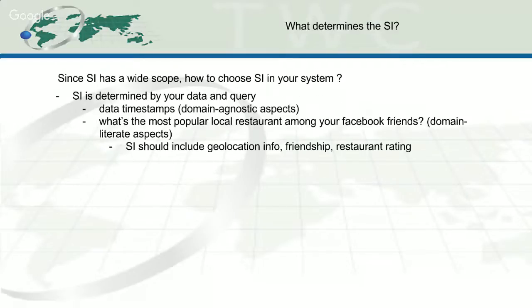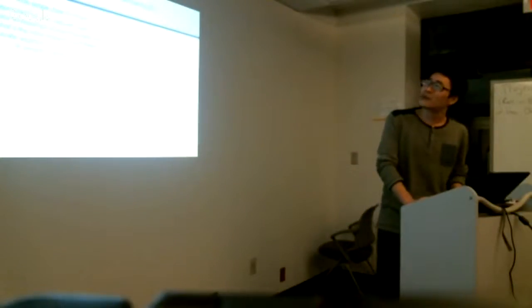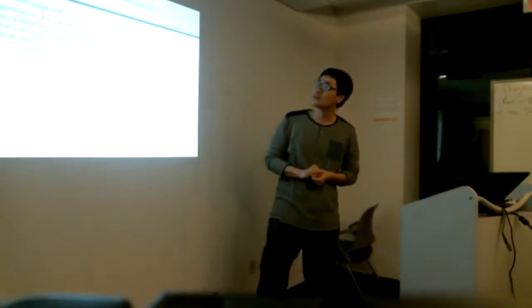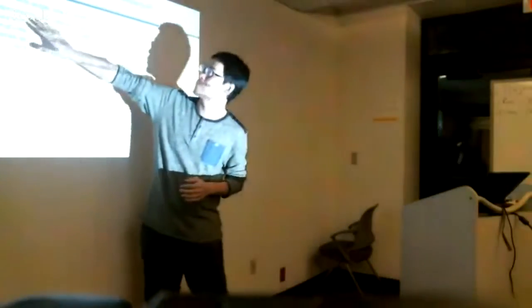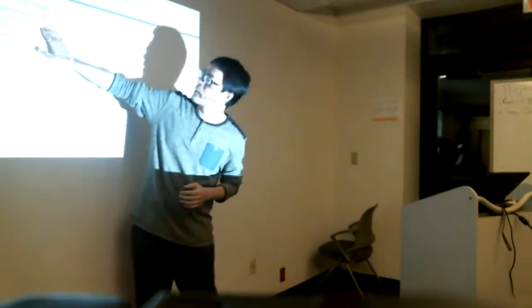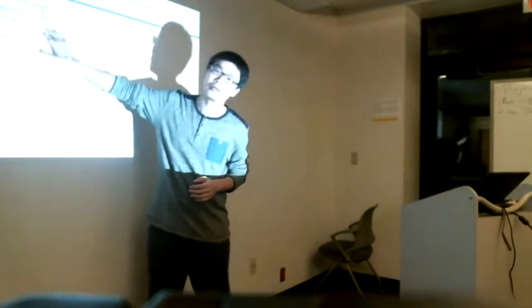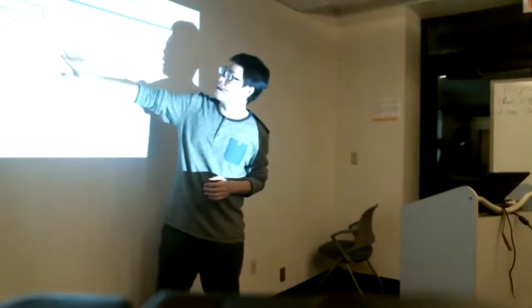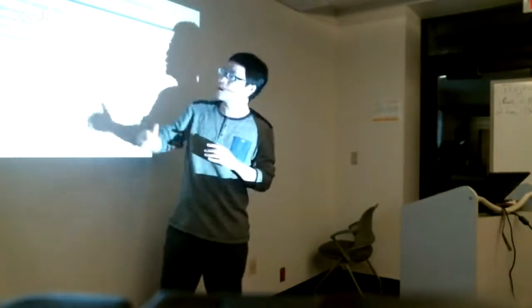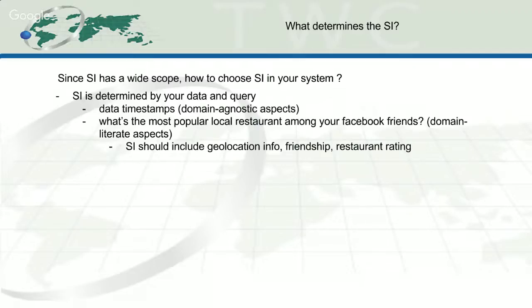So the last slide is about what determines the semantic importance. I'm trying to answer your question, John. Since semantic importance has a wide scope, how to choose the semantic importance in your system? I think semantic importance is defined by both your data and your query, right? For the data, you have to pay attention to the data timestamps and the domain agnostic aspects, including expiration and arrival timestamp. And also the query. In order to answer that query, you have to find some data that is relevant to that query and mark them as important, right?